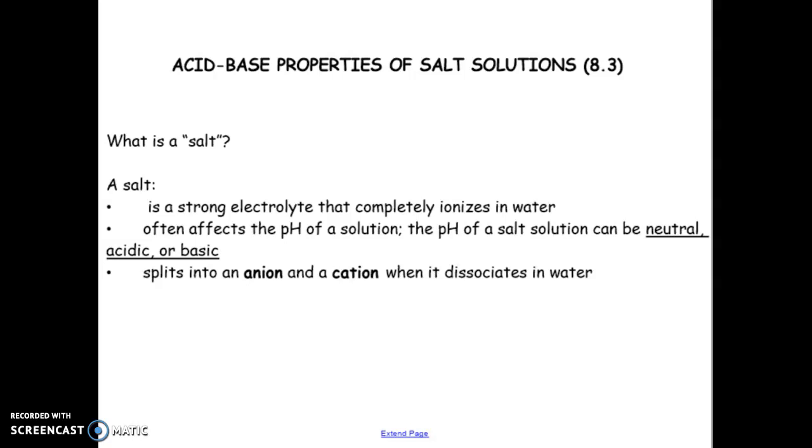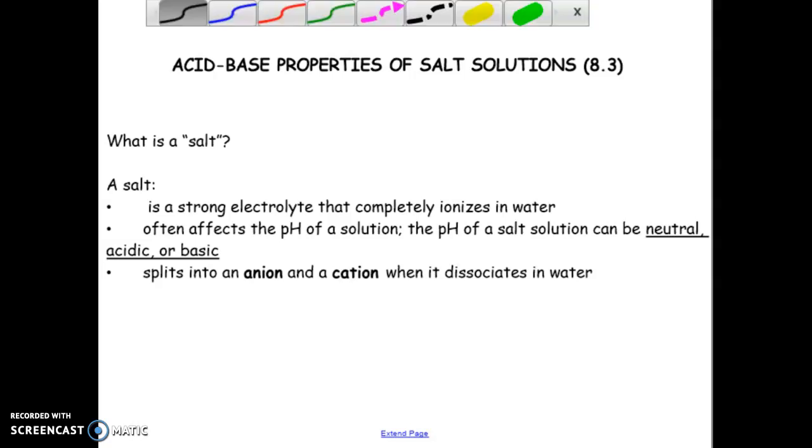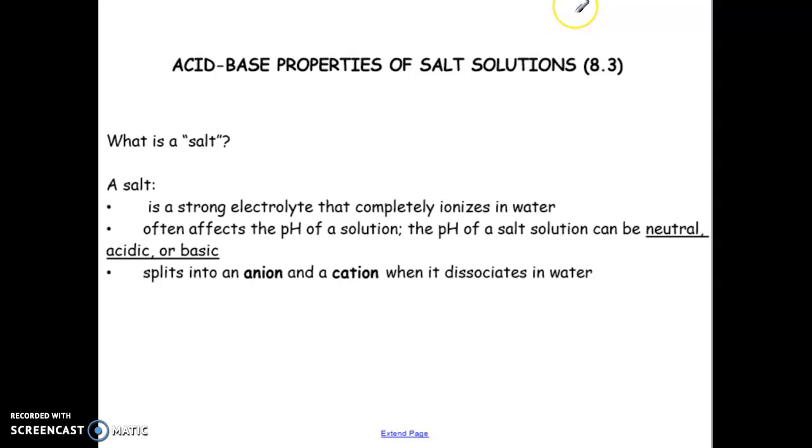Okay, so today we're looking at acid-base properties of salt solutions. So not necessarily an acid or a base, but an ionic compound that can create an acidic or basic solution. Just to review, when we say the term salt, really we're referring to any ionic compound.